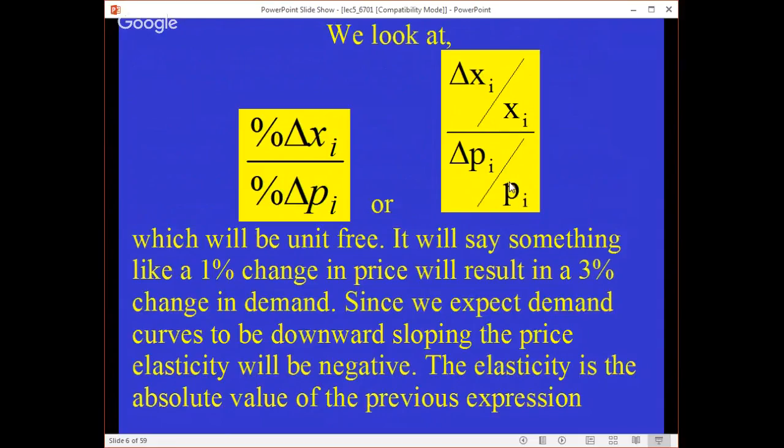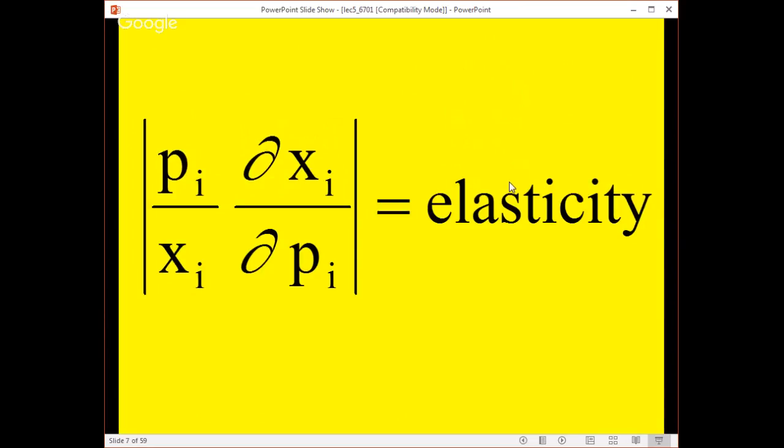For the most part, in most textbooks, what they do is they present it in absolute terms, simply because it's easier to think of it in absolute terms. The number goes up, elasticity goes up. So here it is.